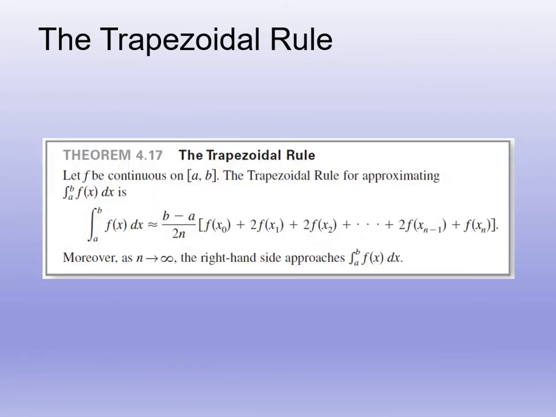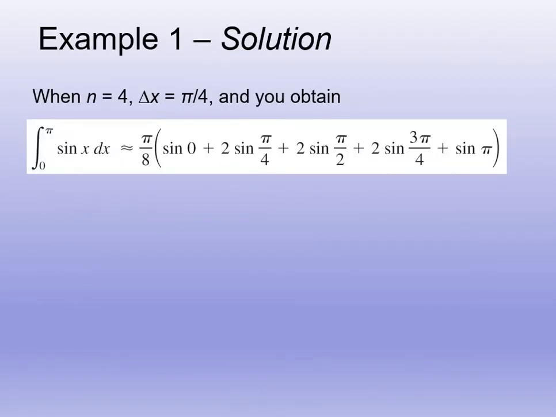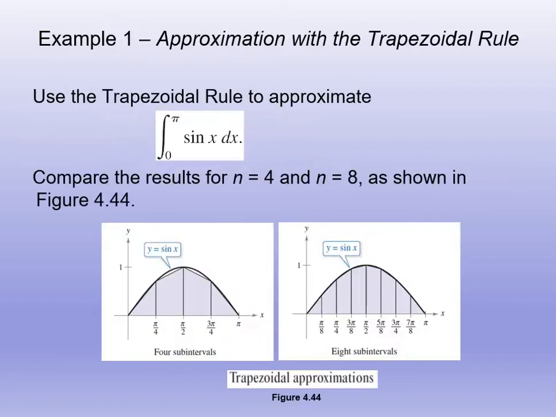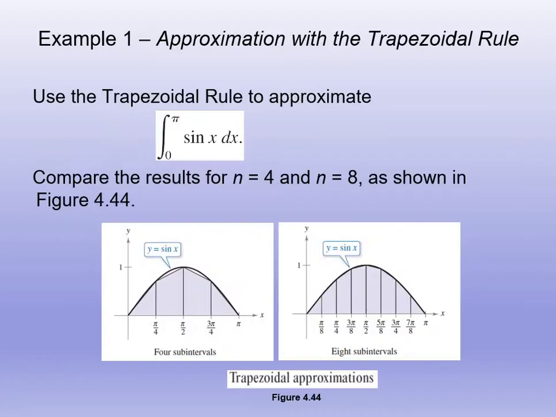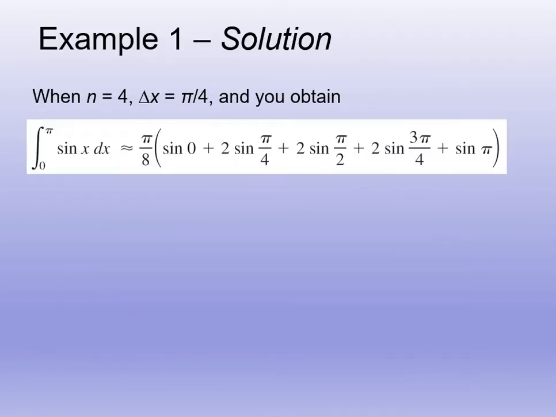And we're substituting in here. So we have f of x0 plus 2 times f of x1 plus 2 times f of x2. That's these pieces. And then we're going to go back down the other way, 2 times f of x to the n minus 1. Remember, n is 4, so that's why it's going to be x to the third. And then f of x again at the end point.